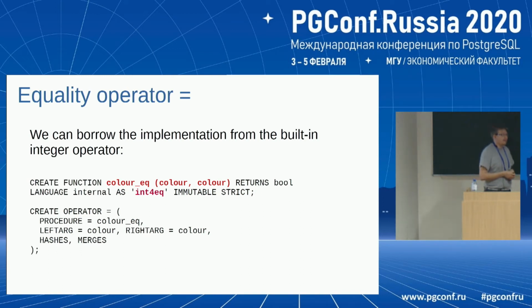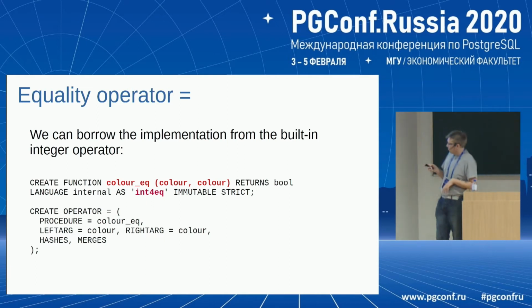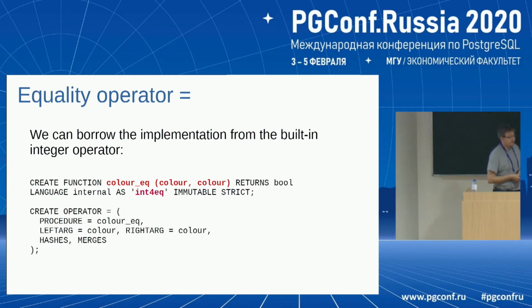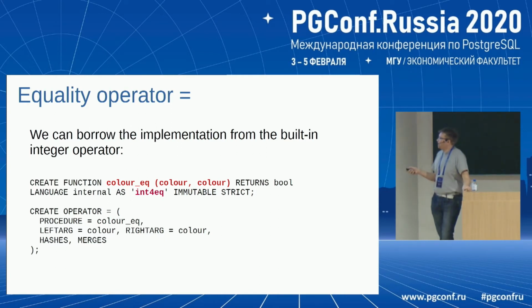In this case, since we can borrow the integer equality operator because we're using the same on-disk representation as a 32-bit integer, we only need to do this create function command. It says, OK, so we have a function called color equality. It takes 2 color arguments, and it returns true or false to say whether it was equal or not. So that's very simple to implement. Once you have the function, then next you create the operator saying, OK, there is this equality operator, and this is the function to back it up.